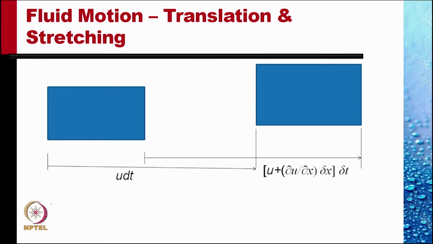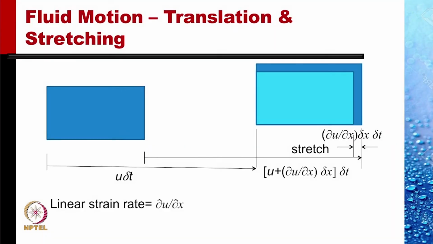Clearly, this would mean that the horizontal line at the bottom of the fluid element is now stretched. This is the original size of the fluid element, and this stretch is nothing but the difference of the two motions, and that would be delta u by delta x into delta x times delta t. This is the stretch introduced.